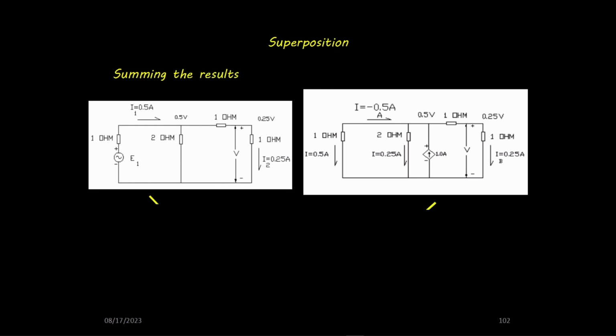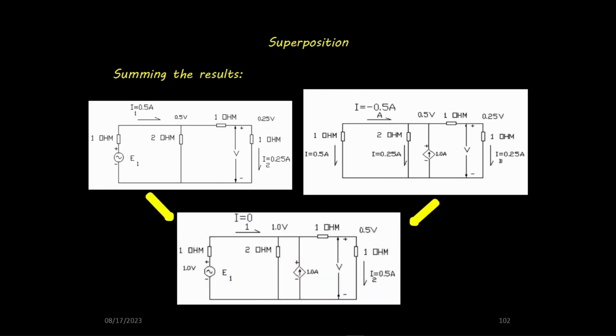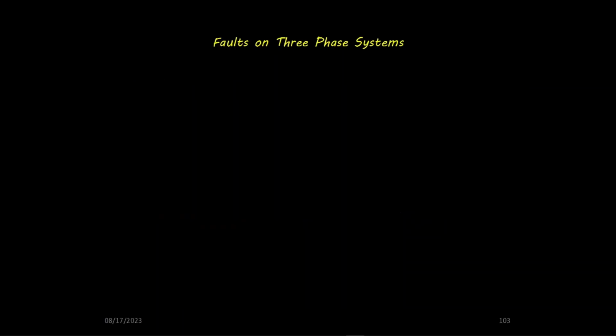Summing the currents in the branches and summing the voltages at the nodes, we have solved the circuit. The next section we will cover faults on three-phase systems. Most faults on three-phase systems result in unbalanced systems.